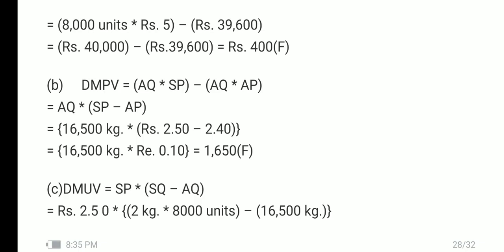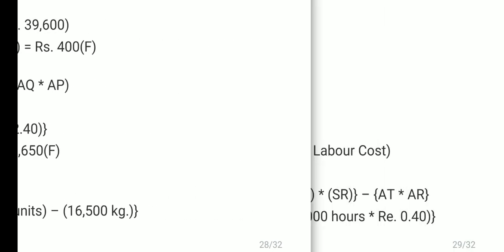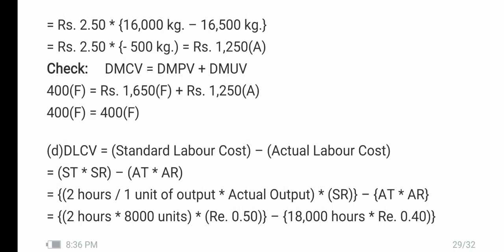Now, DMUV, usage variance, is equal to standard price into SQ minus AQ. Now, SQ is the standard quantity for actual output. Standard quantity is 2 kgs. To produce 1 unit of output, 2 kgs are specified. For 8000 units, it will give us 16,000 kg as the standard quantity for actual output, and actual quantity of material utilized is 16,500 kg, difference is negative 500 kg. When multiplied with standard price 2.50, we are getting 1,250 adverse variance.